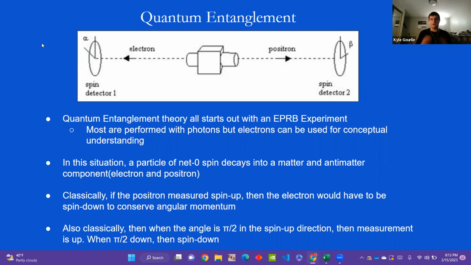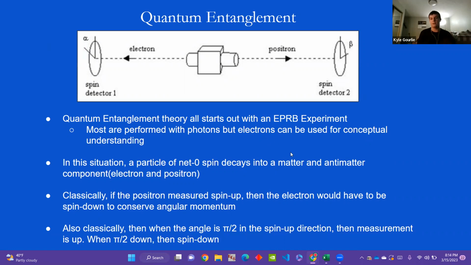Now we start out initially with a box, and inside that box, there is a net zero spin particle. When it decays and goes in opposite directions with this matter and antimatter constituent, each of those has a spin. The electron has alpha, the positron has beta. Now, based on the conservation of angular momentum, alpha plus beta should equal 0. Classically, this makes sense, and we can develop a relationship between the correlations, whether it be a positive correlation in which both of them are spin up, or a negative correlation in which one is spin up and the other spin down.